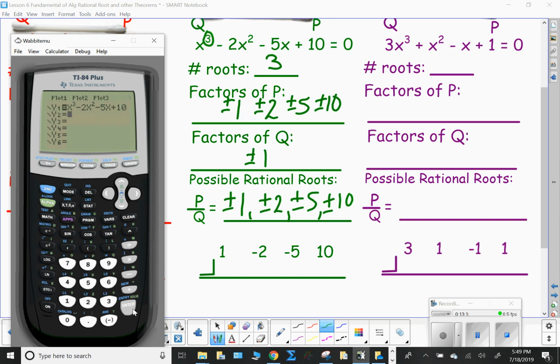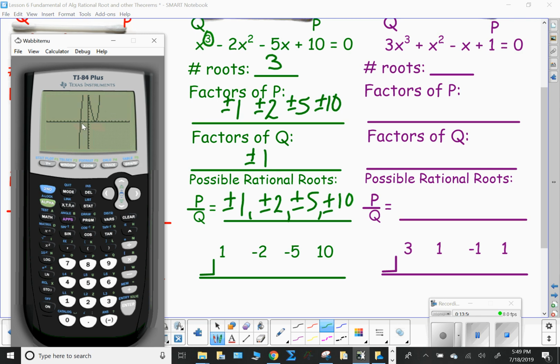minus 2x squared minus 5x plus 10. I hit enter. Now I can go to my window, and I want to make sure that my x min and my x max incorporate the largest possible rational root. Since it's negative 10 to positive 10, I might change this to negative 12 and then to 12, just so that if it actually crosses at 10 or negative 10, I can see it. And I really don't care about the height. So now I'm going to graph.